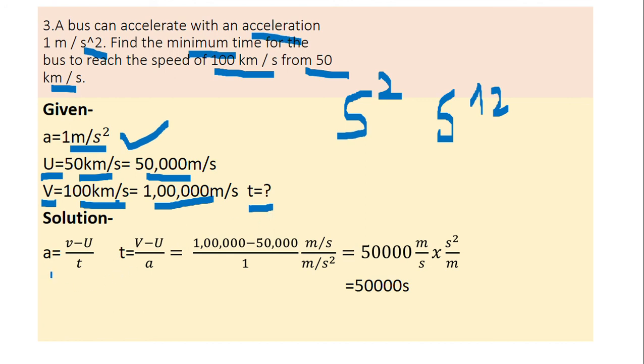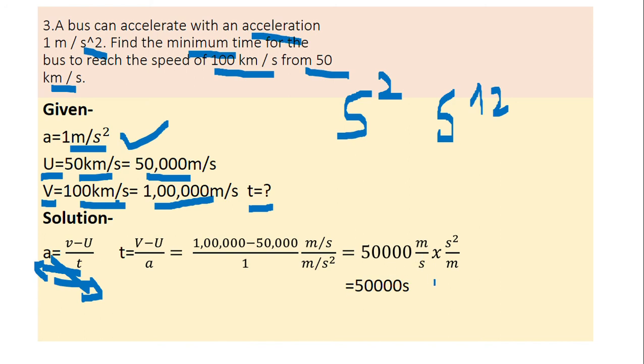So we know that a is equal to (v minus u) by t. Therefore, t is just interchange. t will go to the numerator and a will come to the denominator. So t is equal to (v minus u) by a. So 100,000 minus 50,000 divided by 1 will give you 50,000. Divided by 1, it does not matter. So divided by 1 is just 50,000 only.